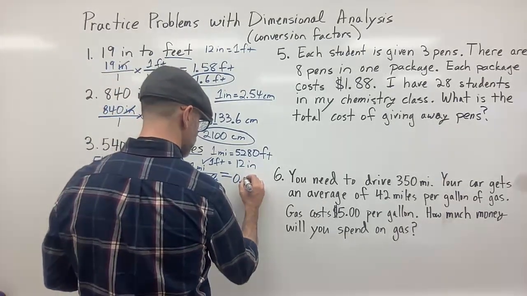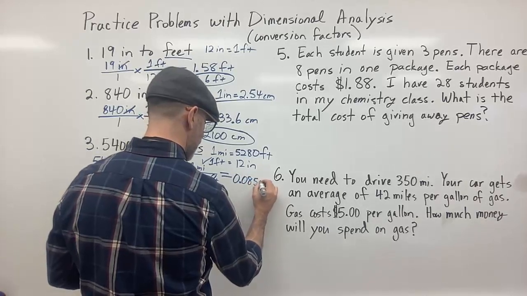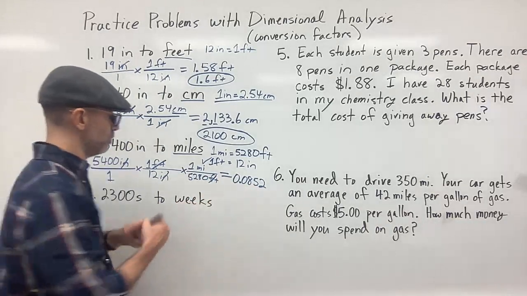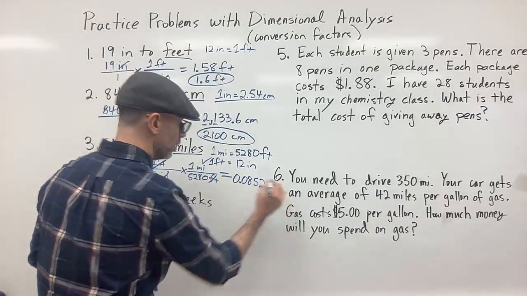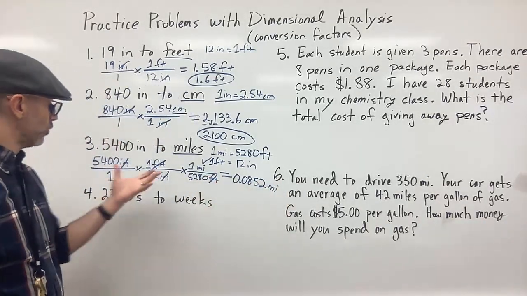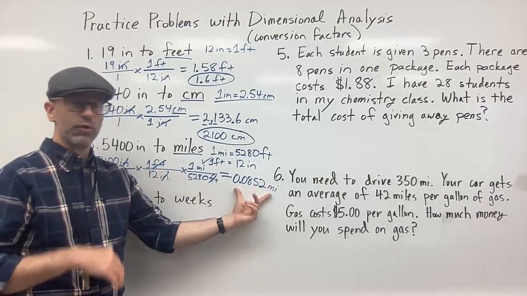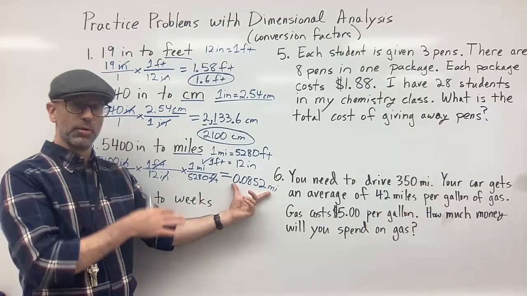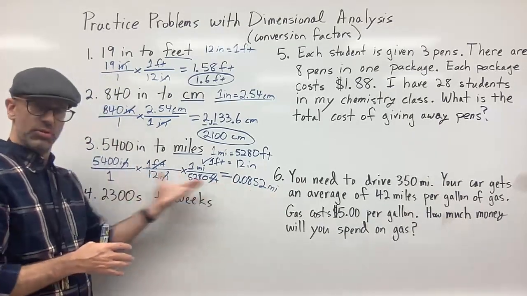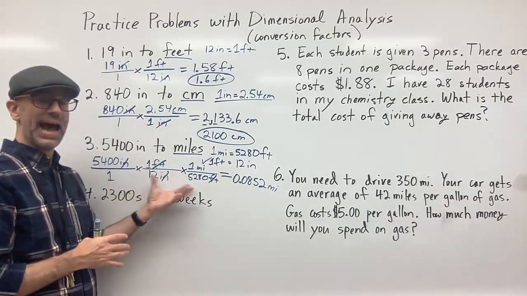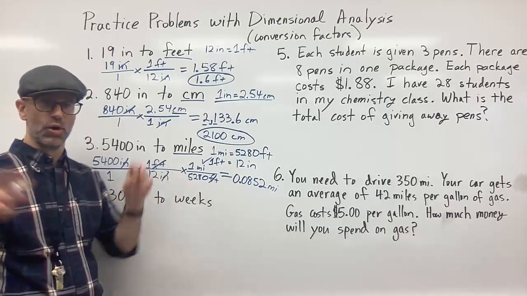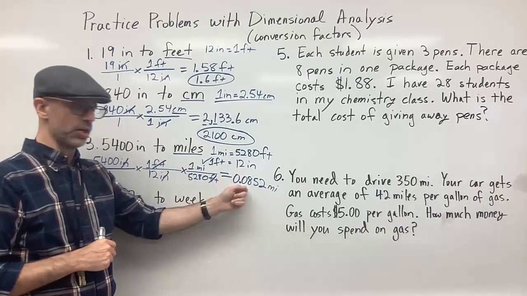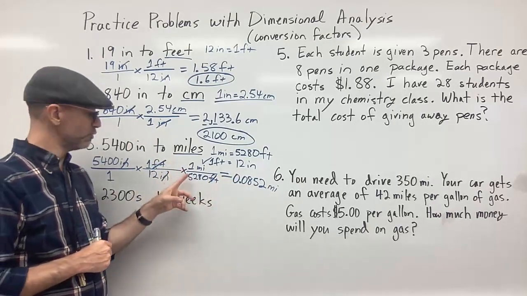0.0852. There's a couple numbers there, but that should be enough. And so this would be miles. And so again, if you haven't gone over significant figures on this, then that would be perfectly fine. Again, the goal is to understand how to use conversion factors or dimensional analysis to go from one unit to the other, or what we call conversion factors.